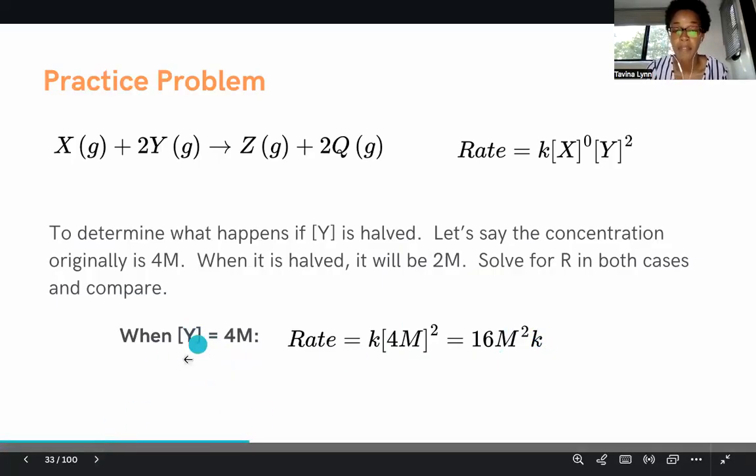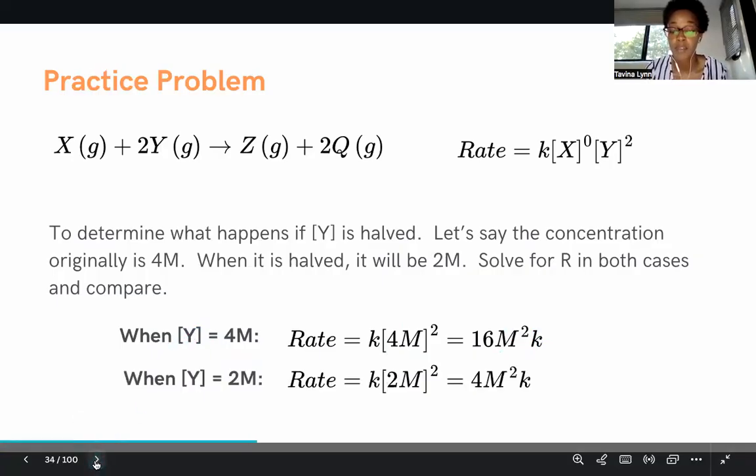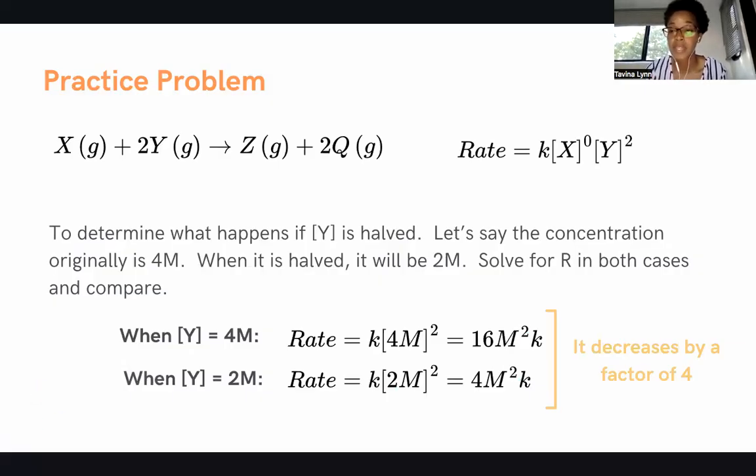Now, when we halve this concentration of Y, the rate is 4 M squared times K. So if we compare these two numbers, we basically see that our rate decreases by a factor of 4. It decreases by a factor of 4.